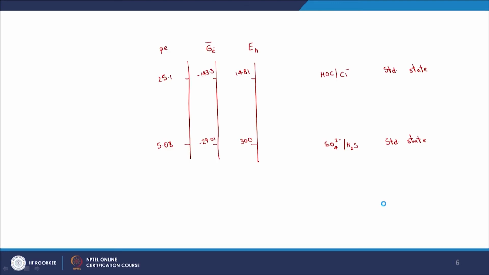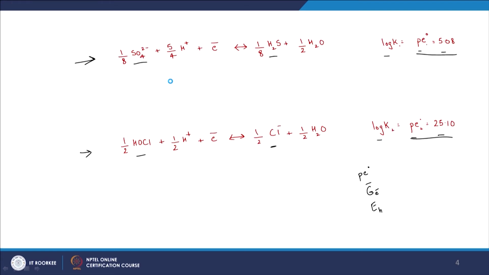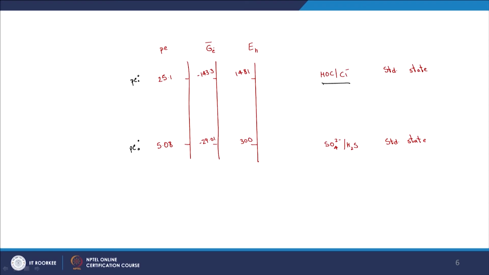So I have a graph here, and here we have HOCl and Cl minus in their standard states. These would correspond to the pE naught values, and for HOCl and Cl minus it is the higher pE naught value, 25.1, and for the other half reaction it was 5.08. So for the redox couple HOCl and Cl minus, the pE naught value 25.1 is higher than the pE naught value, 5.08, for the redox couple SO4 2 minus and H2S.